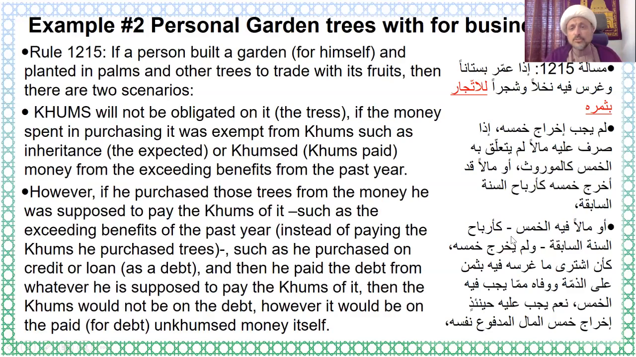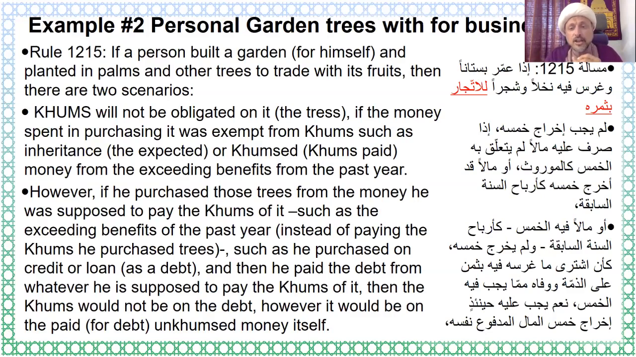أو مالا فيه الخمس كأرباح السنة السابقة. Or no, there is khums. He purchased it from his monthly أرباح السنة السابقة. So from his profits or benefits or income remaining of the previous years. Benefits remaining from the previous year. ولم يخرج خمسه. He did not take the khums out of it. كأن اشترى ما غرسه فيه بثمن على الذمة. Okay, so he purchased, but he purchased on credit as a loan, so he did not pay.